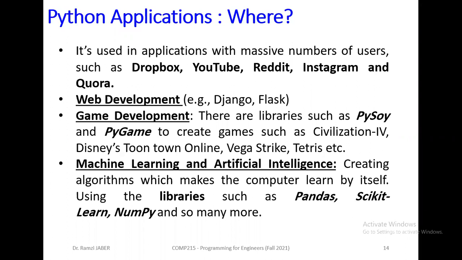Of course, one of the highest-peak topics in the world is machine learning and artificial intelligence. These topics are booming nowadays. They also involve creating algorithms which make the computer learn by itself, using libraries such as pandas and NumPy and so many others. Also, we use Python in artificial intelligence and machine learning, which are hot topics these days.